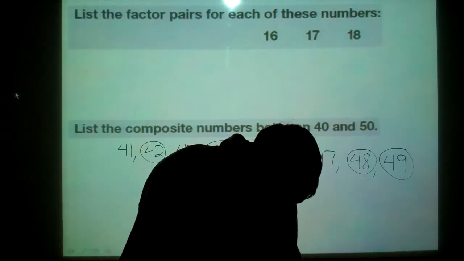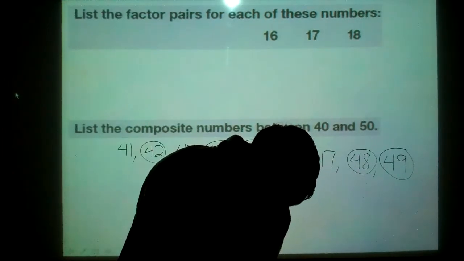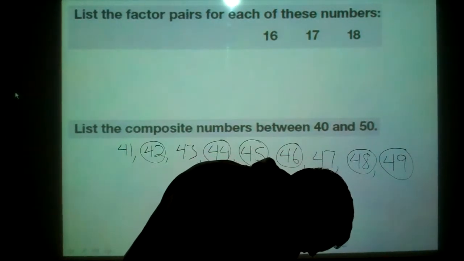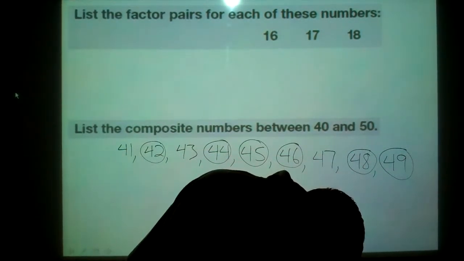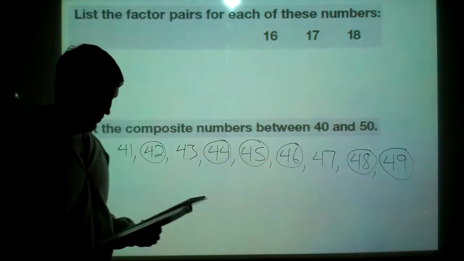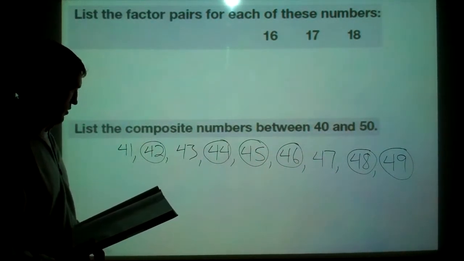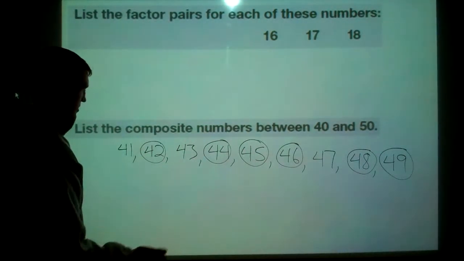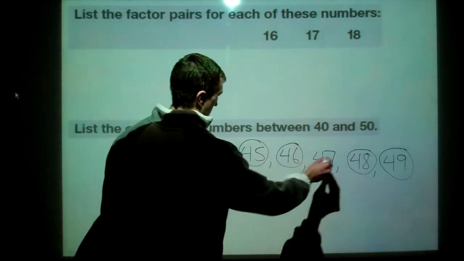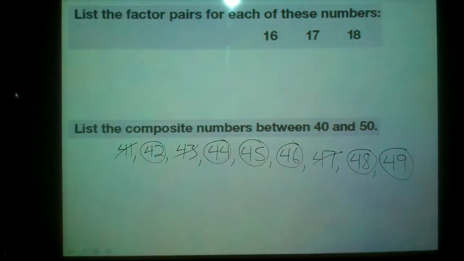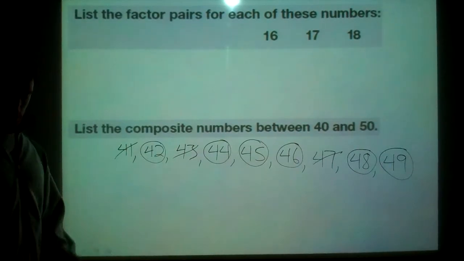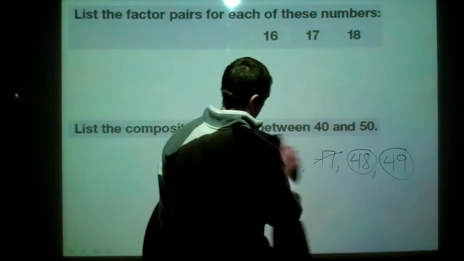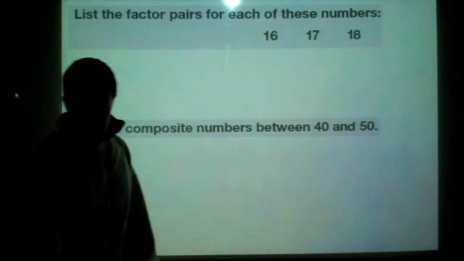So let's look at this page. 42, 44, 45, 46, 48, 49. Looks like we've got them all. So these would be your composites. These are primes. They will not make your list. So 42, 44, 45, 46, 48, 49. Those are all your composites between 40 and 50. Awesome.